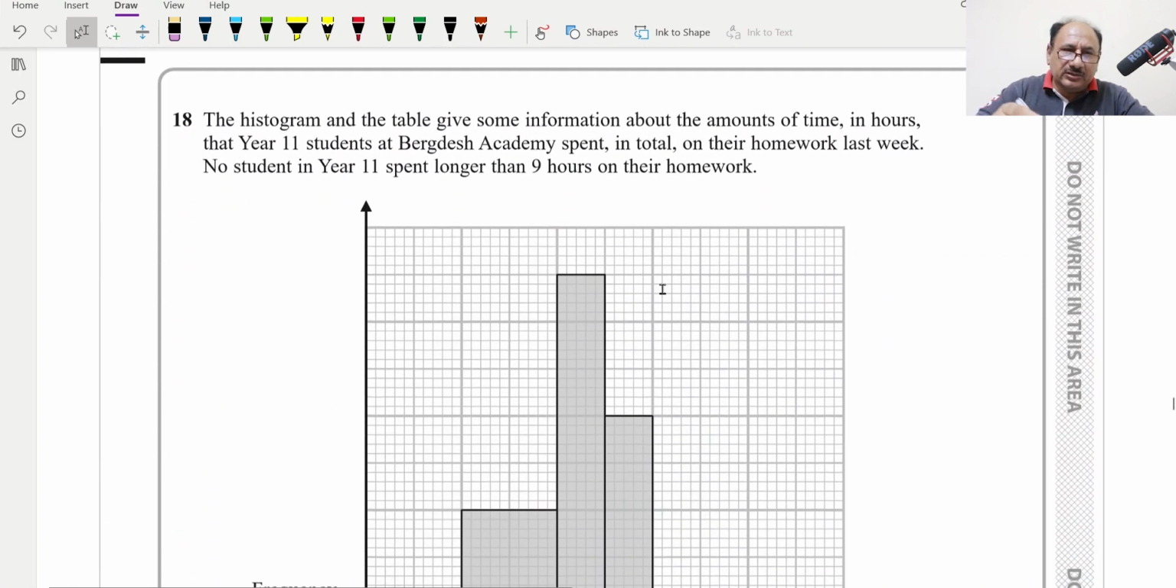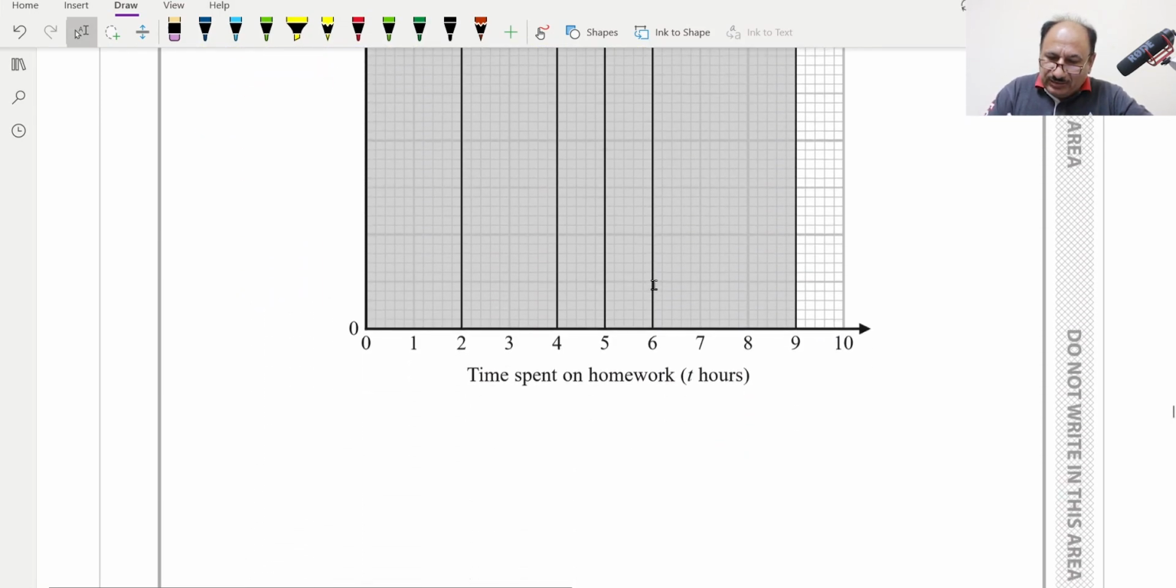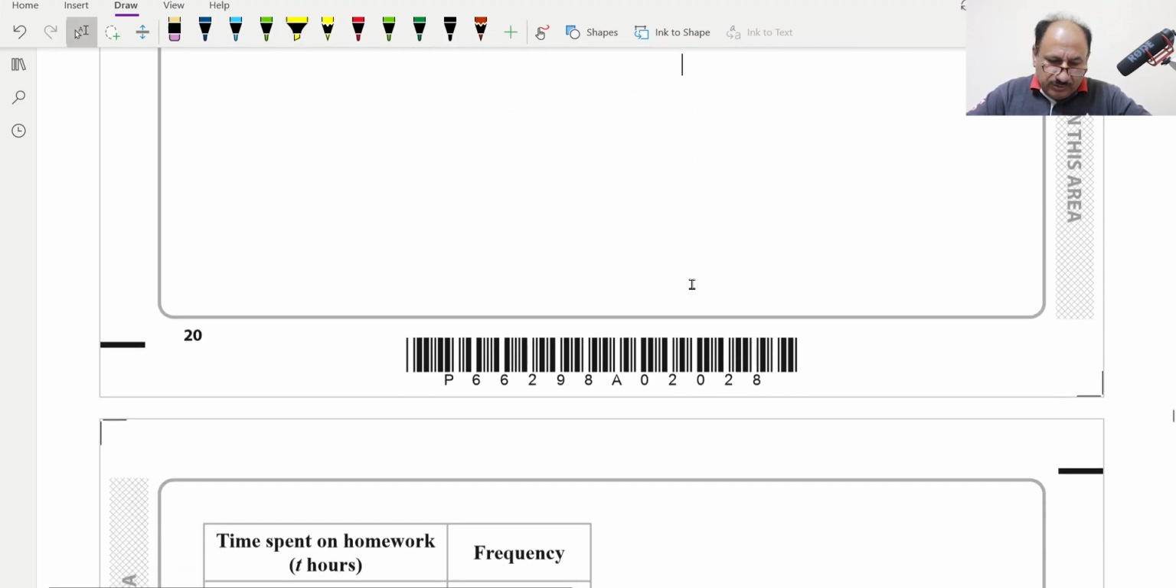Question number 18, we can go through question number 18. The histogram and the table give some information about the amounts of time in hours the year 11 students at this academy spent in total on their homework last week. So no student in year 11 spent longer than 9 hours on their homework. So this is the frequency density side, and this is the time spent on homework, t hours. So this will be okay.